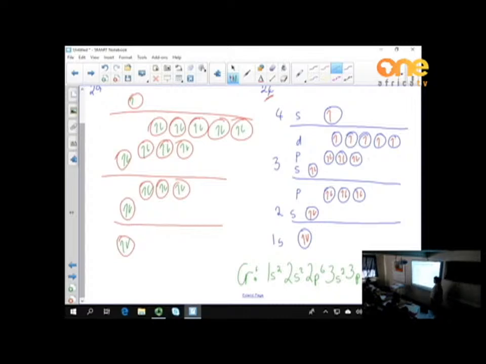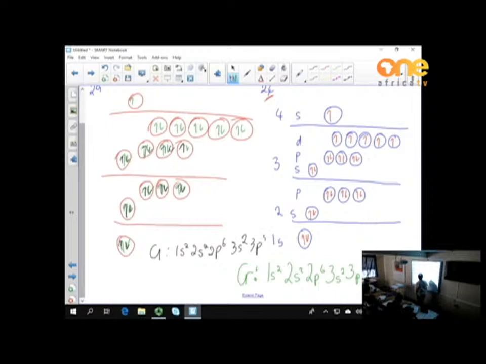If I said to you, give the SPD notation of chlorine, then we will go 1, 2, it's got 17 electrons, 3, 4, 5, 6, 7, 8, 9, 10, 11, 12, 13, 14, 15, 16, 17. So for chlorine, the SPD is going to be 1s2, 2s2, 2p6, 3s2, 3p5. There we go.